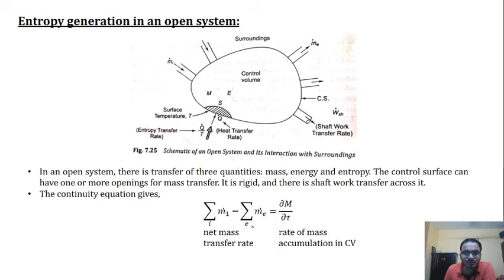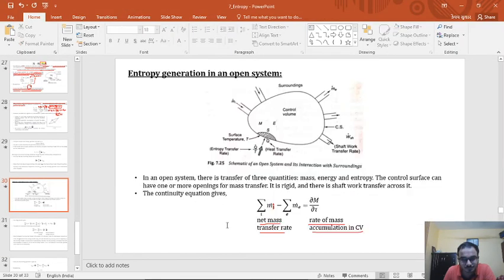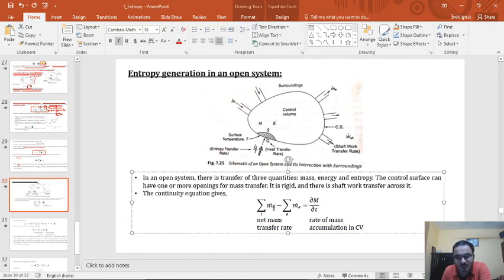So based on the continuity equation, we can write this, that is sigma m_i, this is i, not 1, minus sigma m_e is equal to dm over dτ. So this is the net mass transfer rate, and this is the rate of accumulation of mass in the control volume. So let me correct this. Here it is i.